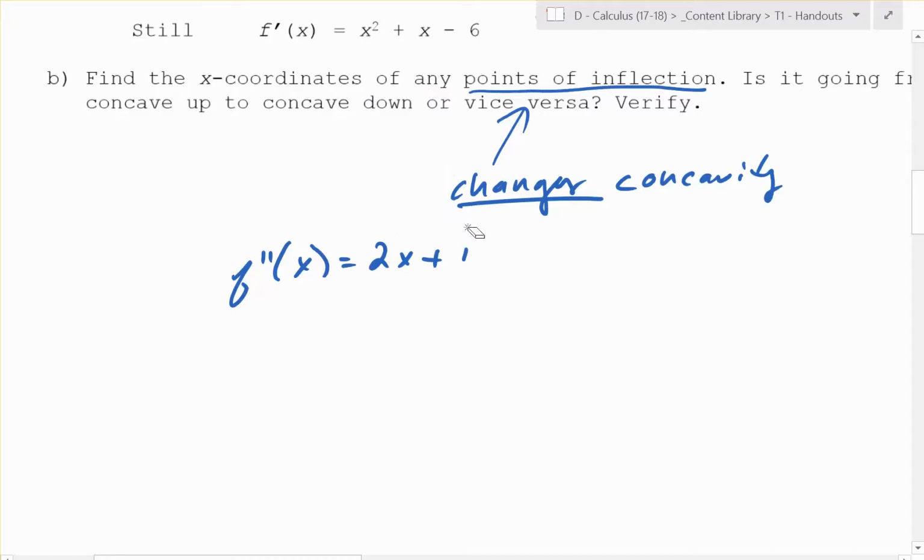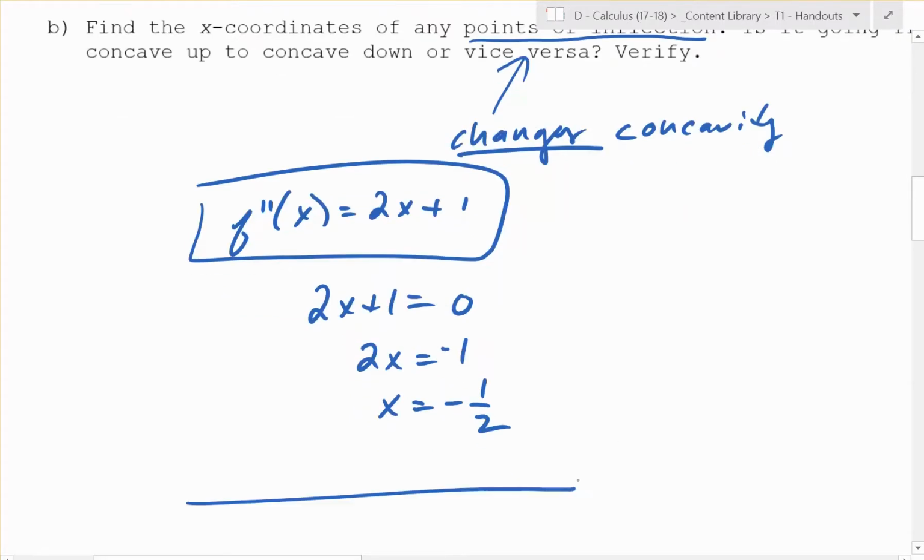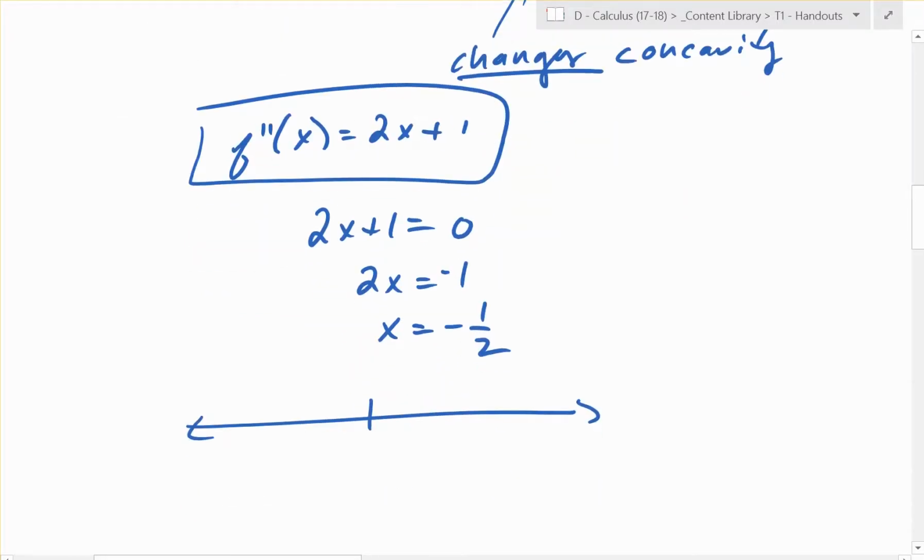So the question is, where does this change sign? Well, similar to what we did before, we set 2x plus 1 equal to 0. So 2x is equal to negative 1, so x is equal to negative 1/2. This tells us that at x equal to negative 1/2, the second derivative is equal to 0.